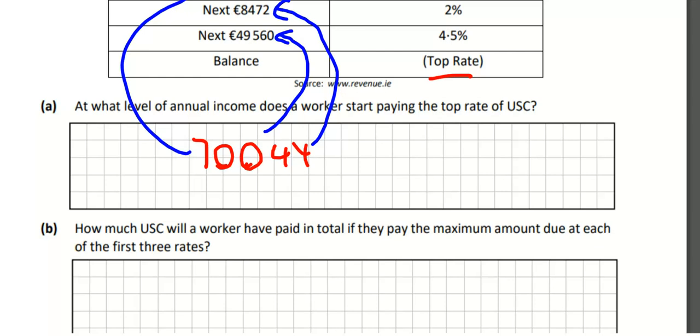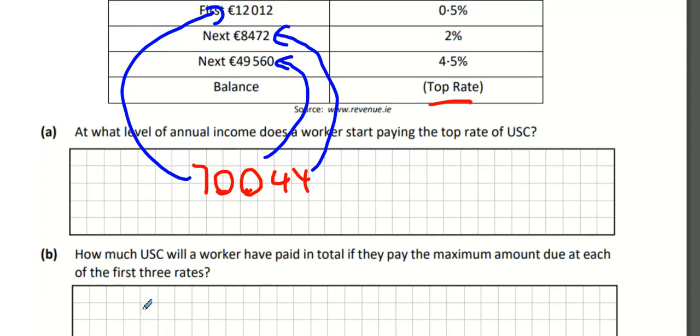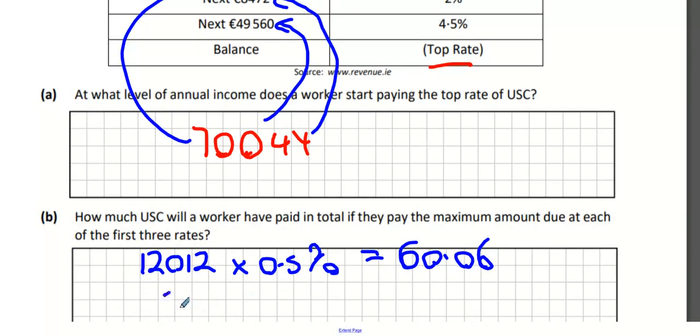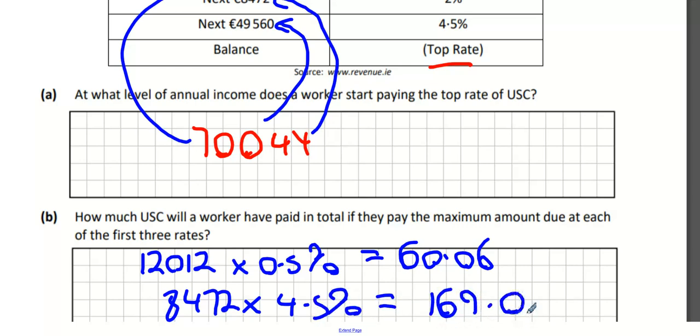Okay, so we have to get done at all three rates. Is that okay? So let's do 12,012 multiplied by 0.5%. 60 euro and 6 cents. All right. What about the next 8,472 at 2%? 169.44.